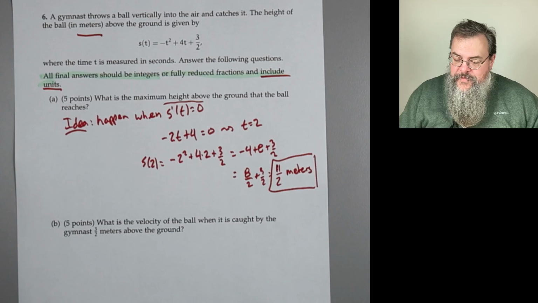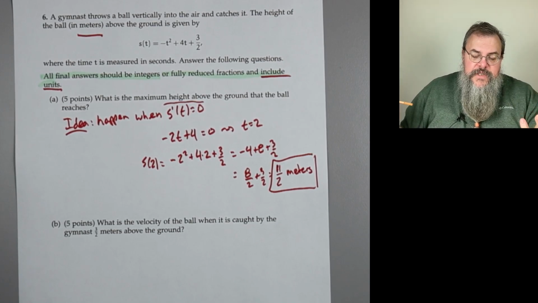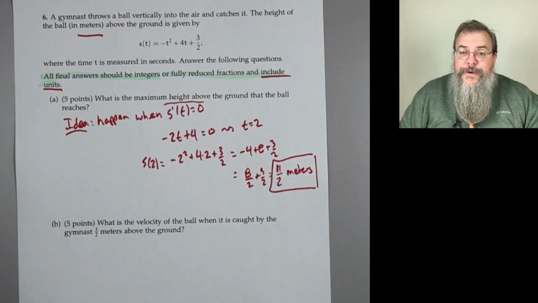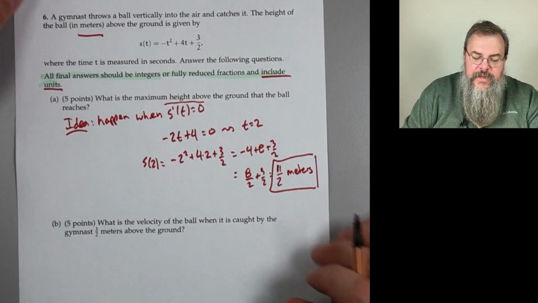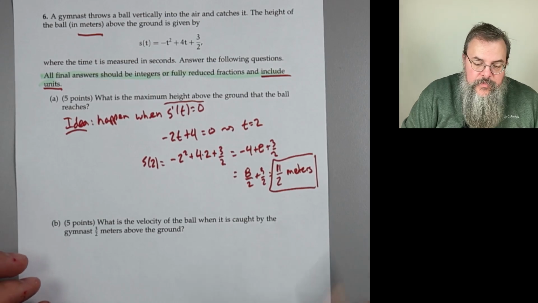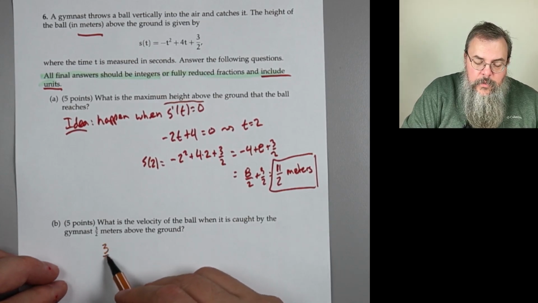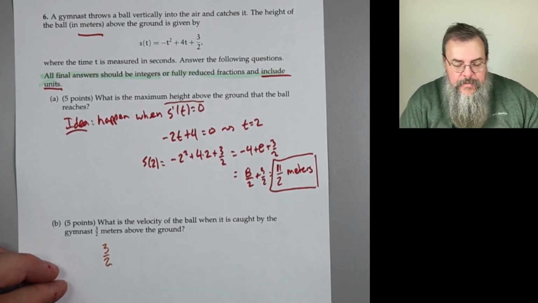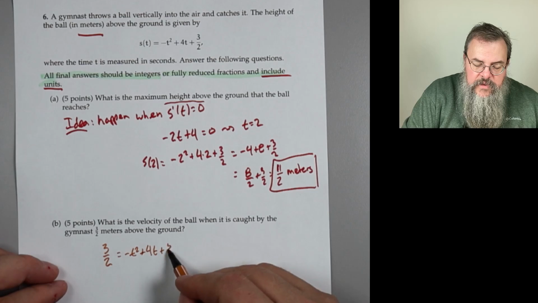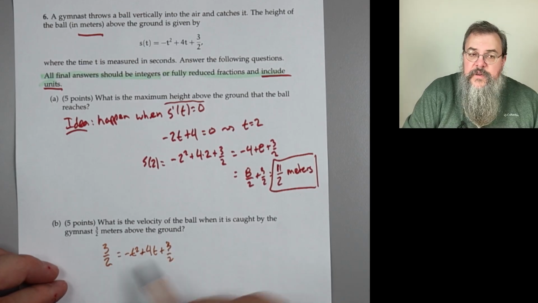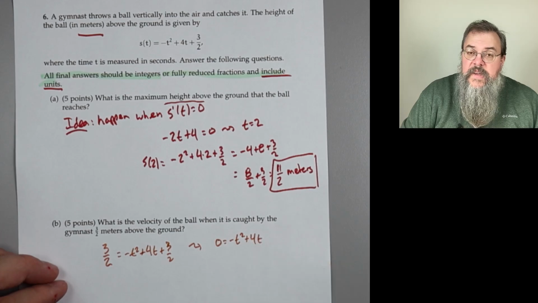Now, part B. Cool. What is the velocity of the ball when it is caught by the gymnast 3/2 meters above the ground? Oh, okay. Velocity when it's caught by the gymnast at 3/2 meters. So here we go. All right. So we're going to set our position to 3/2. So first off, when does the gymnast catch the ball? 3/2 equals minus t squared plus 4t plus 3/2. All right. Well, you can notice the 3/2 cancels. So that says, oh, 0 has to equal minus t squared plus 4t.